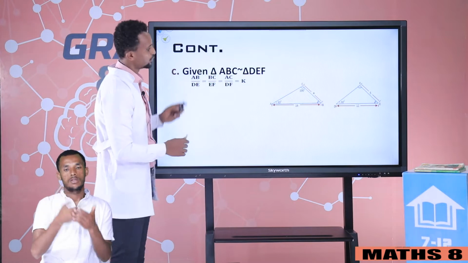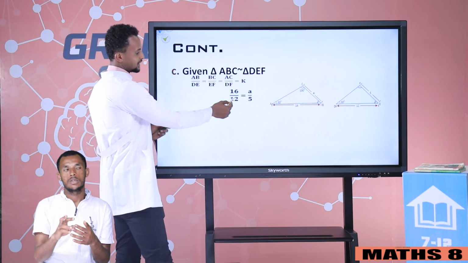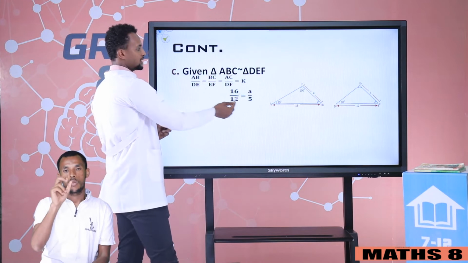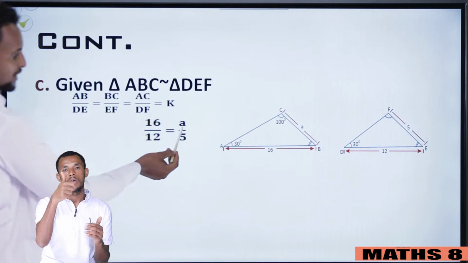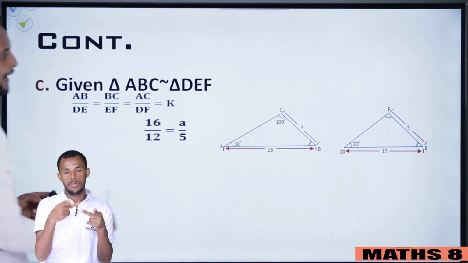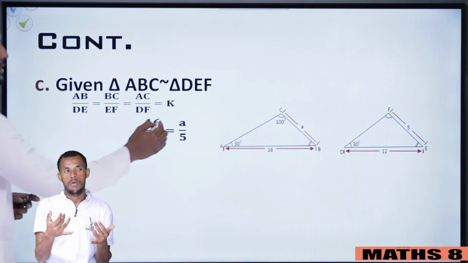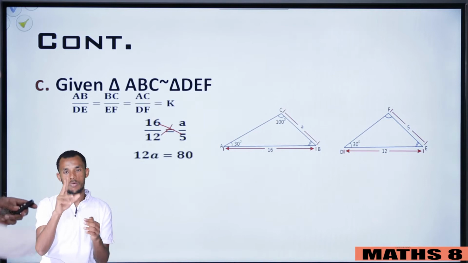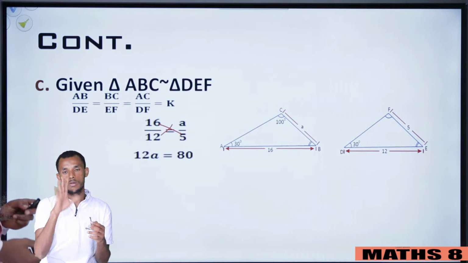So, what is the value of AB? AB is 16. So 16 over, what's the value of DE? That is 12, is equal to BC, which is A, over the value of EF, which is 5. Now, let us crisscross it. A times 12, 12A is equal to 5 times 16, which is 80.